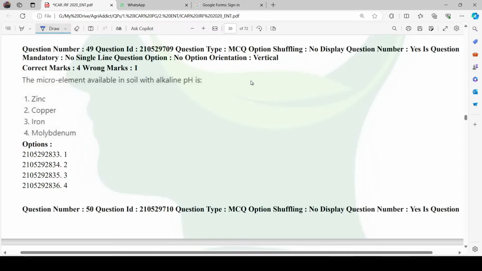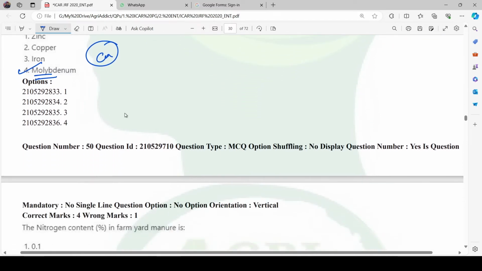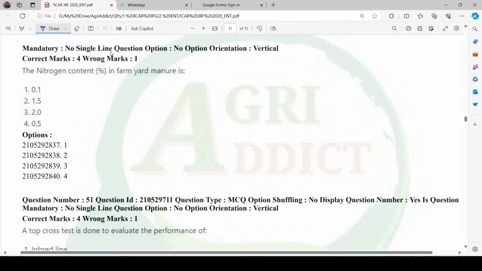Microelement available in soil with alkaline pH is molybdenum. Molybdenum is available in high pH or alkaline pH, along with calcium also. Next question: the nitrogen content in percentage in farmyard manure, a very basic question. It is 0.5%, like NPK, 0.5, 0.25, 0.5.